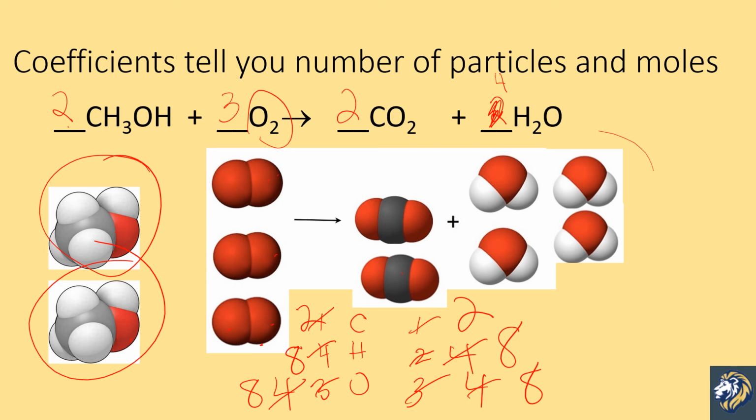1, 2, 3, 4, 5, 6, 7, 8 reds. 1, 2, 3, 4, 5, 6, 7, 8 reds. Yeah. 1, 2, 3, 4, 5, 6, 7, 8 whites. 1, 2, 3, 4, 5, 6, 7, 8. Yeah. And then 1, 2 carbons, 1, 2 carbons. Yes, it's balanced. So we balanced it with particles and we balanced it with counting and making a list.